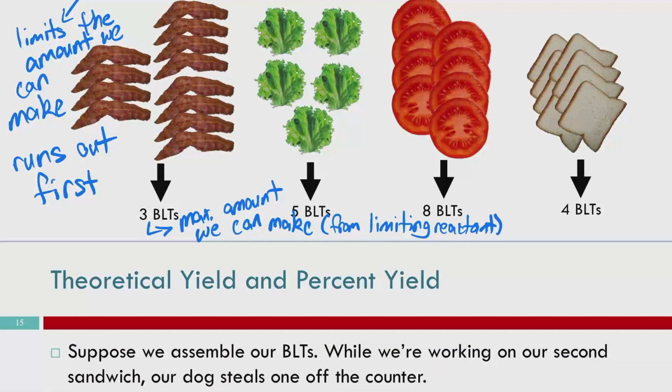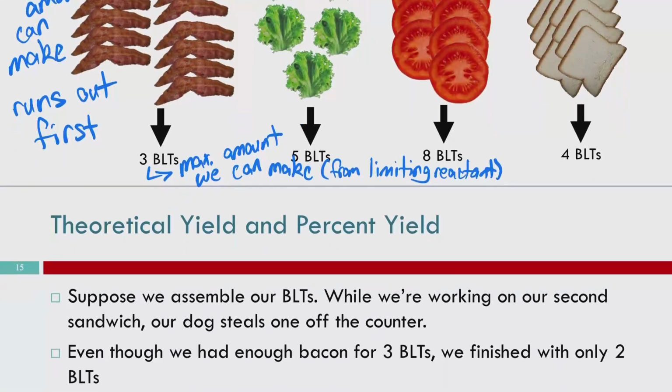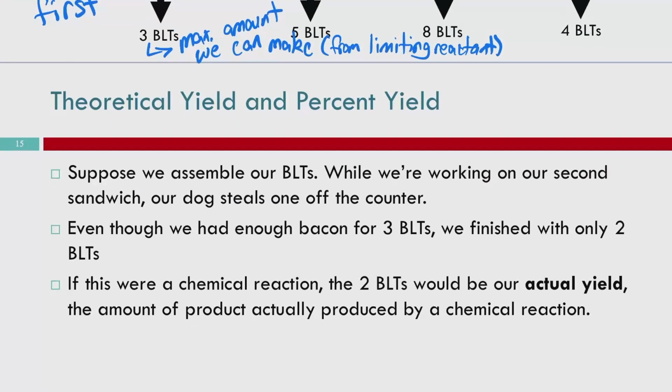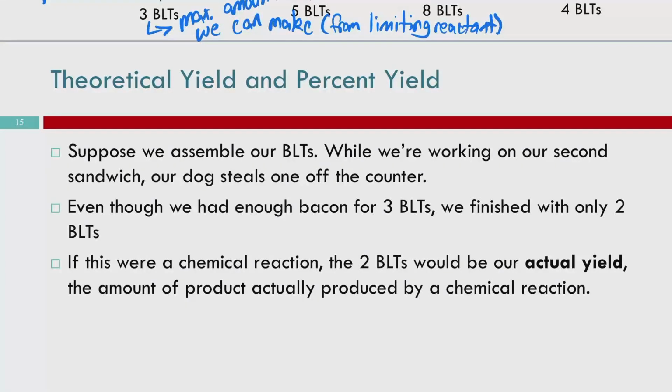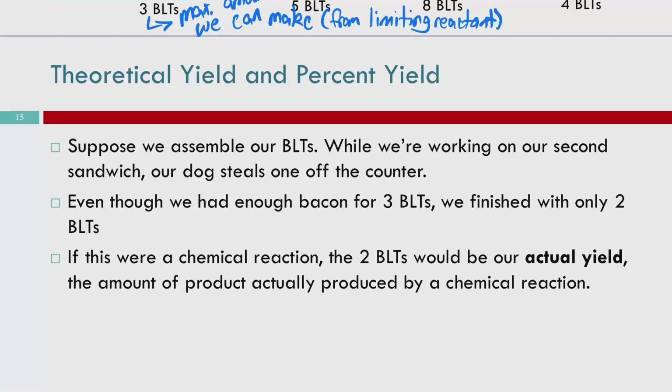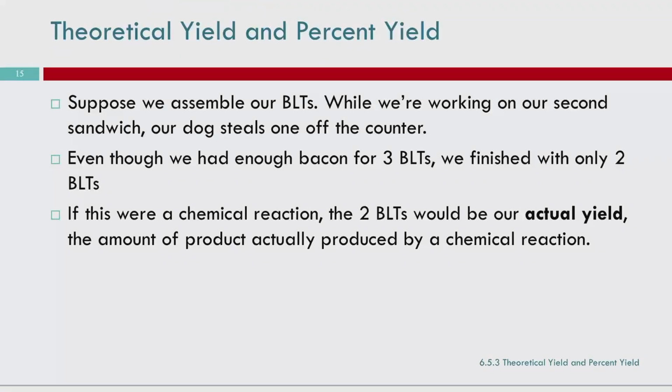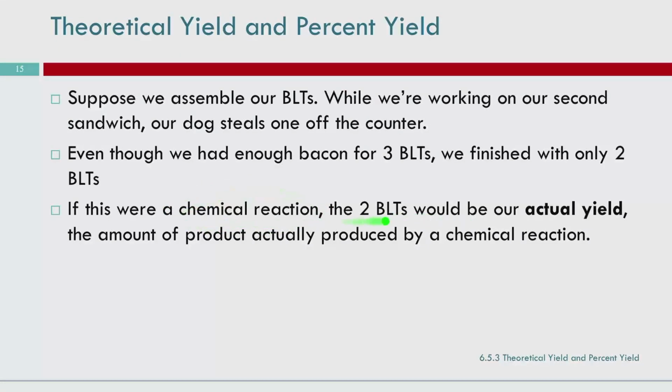Okay, so let's say that we're working on our BLTs. We're putting our sandwiches together in the kitchen. We're busy working on our sandwiches, and our dog, because we have a dog in this analogy, comes and he's being naughty. He steals a BLT off the countertop. So dog comes along, steals one of our sandwiches. We no longer have 3 sandwiches. We only have 2 sandwiches. One of them was lost along the way, RIP, our BLT. So even though we had enough bacon for 3 BLTs, we finished with only 2 BLTs because I'm not the kind of person that shares food with my dog. That's gross to me. So if this was a chemical reaction, the 2 BLTs would be the actual yield.